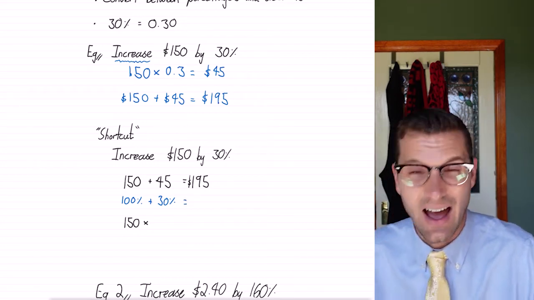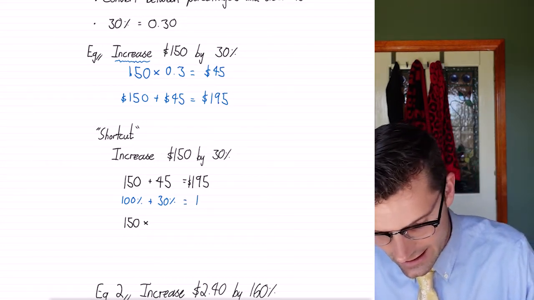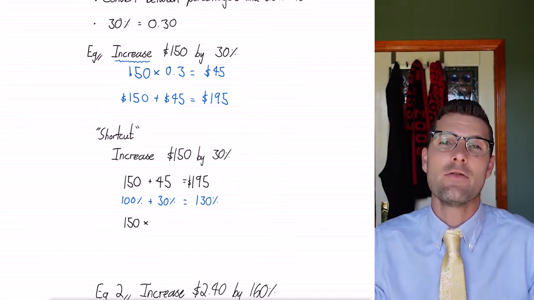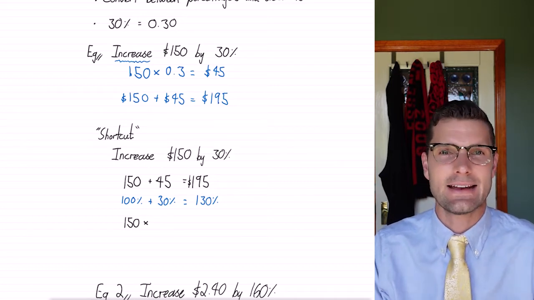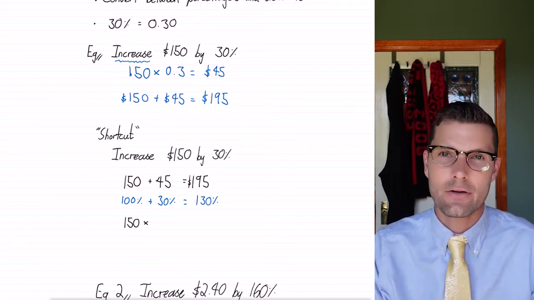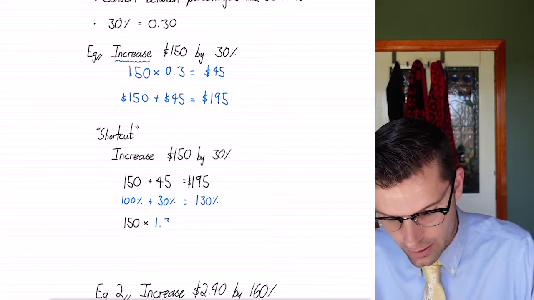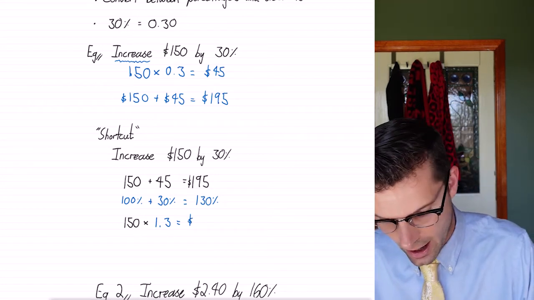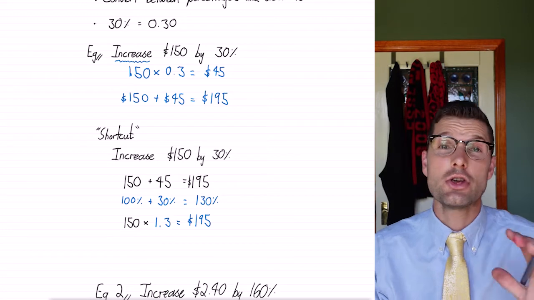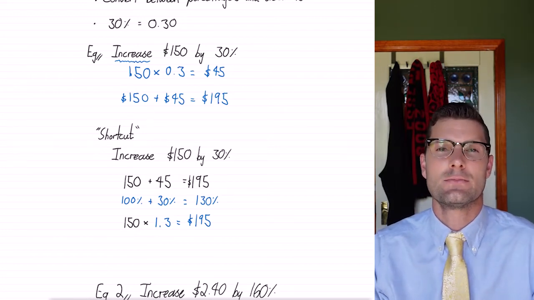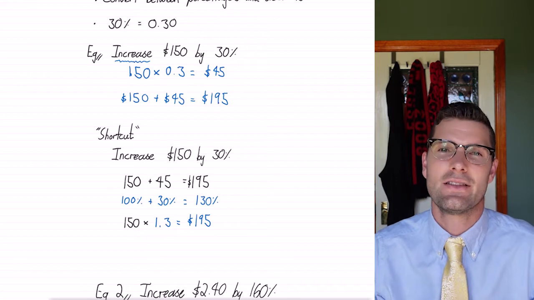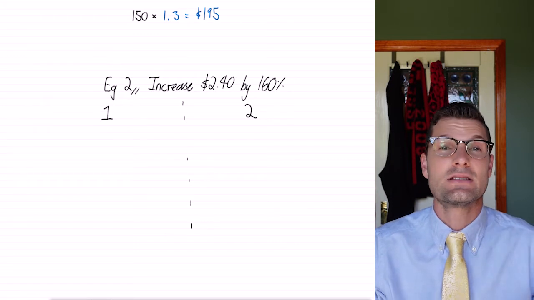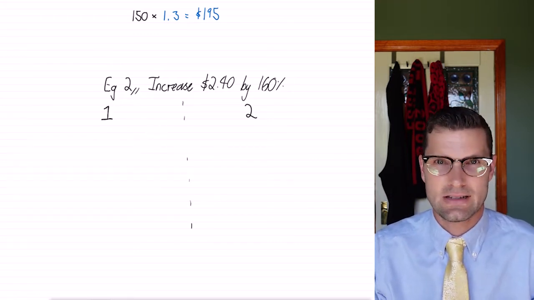So one way we could look at the $195 that we ended up with is that it is 130% of the original, okay? And that means that instead of having to add in that second step, we can just multiply the 150 by 130% or by 1.3. And on your calculator, you'll see that that equals $195 as well. So you can do it either way, okay? Just as long as you've got an answer at the end that's larger than the amount you started with, you're going to be fine.